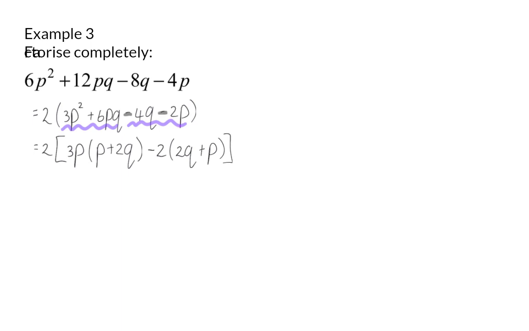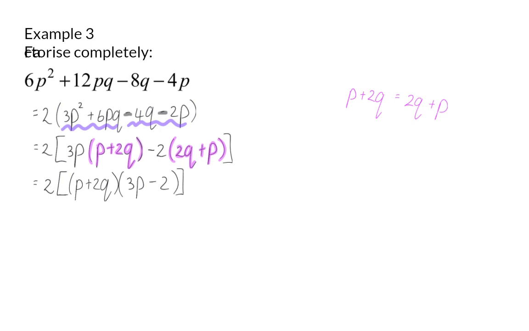If I now have a look on the inside of the block bracket, I have two terms that have a common factor, because p plus 2q and 2q plus p is exactly the same. So now, after I've removed 2 as a common factor, I can now also remove the p plus 2q as a common factor. Then I will be left with 3p in the first term and minus 2 in my second term. So here we started with four terms that we factorized into one term that consists of three different factors.